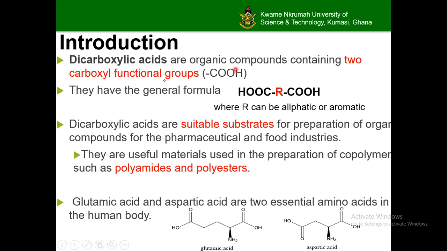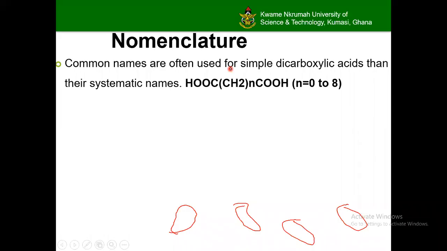These are their structures. So you'd see that for glutamic acid, the first carboxylic acid functional group is here. So this is the first carboxyl, second carboxyl; first carboxyl for aspartic acid, second one. So these are dicarboxylic acids. Very important.